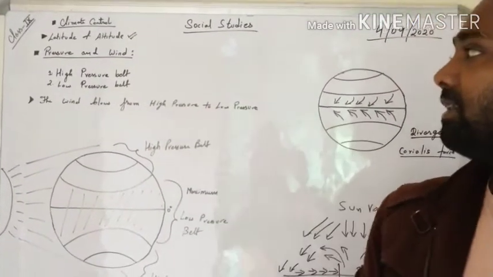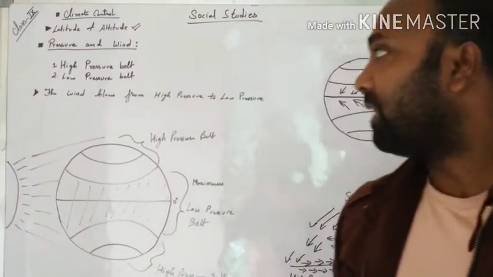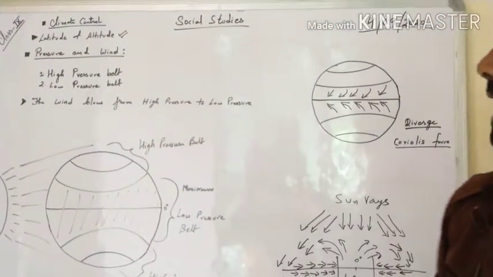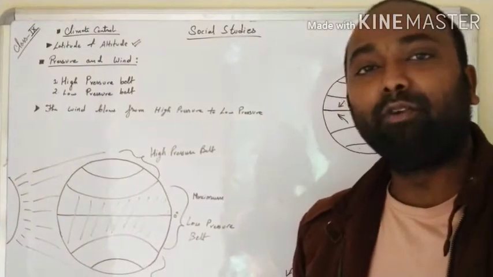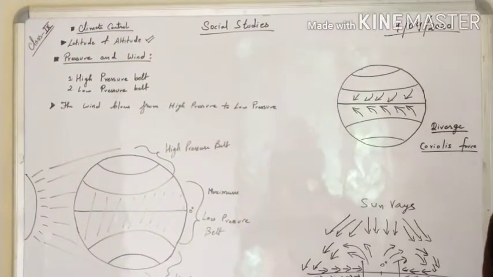Now let us understand about pressure and wind. When we talk about pressure and wind, the two important points, that is the high pressure belt and the low pressure belt, have to be understood. So firstly, let us understand this one only.